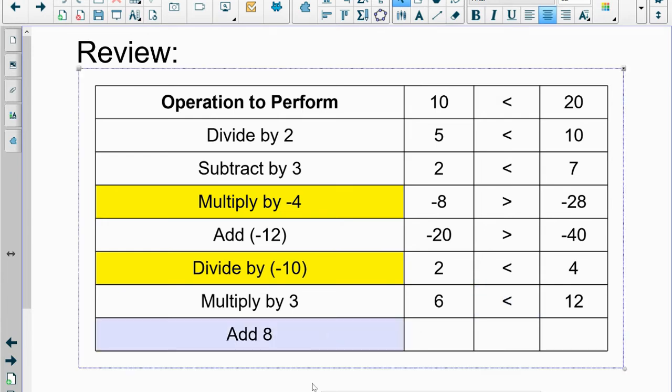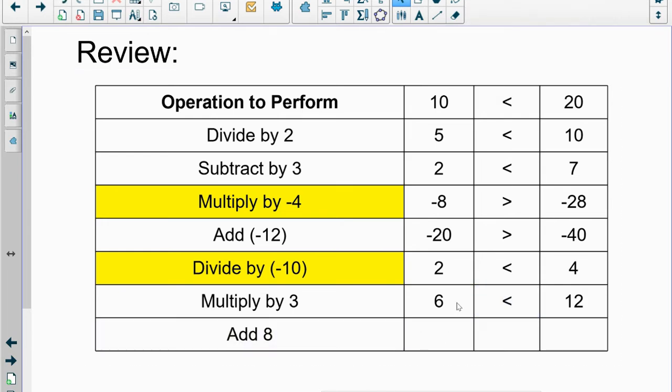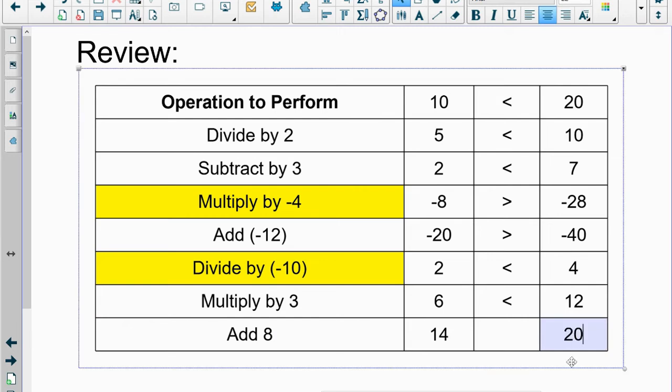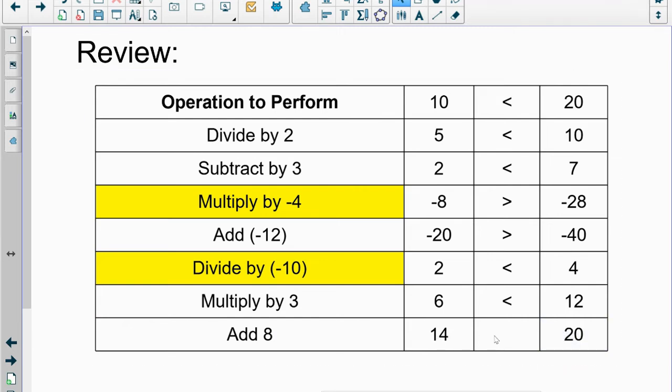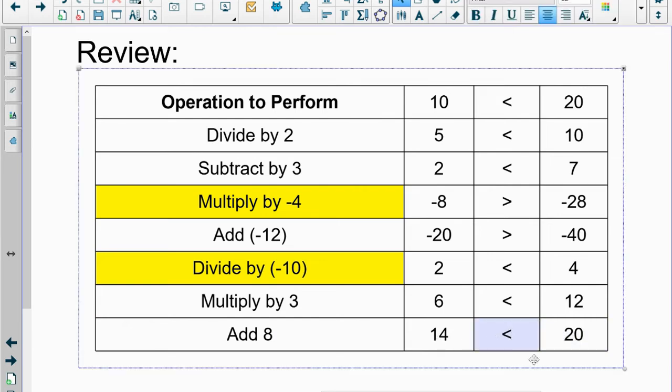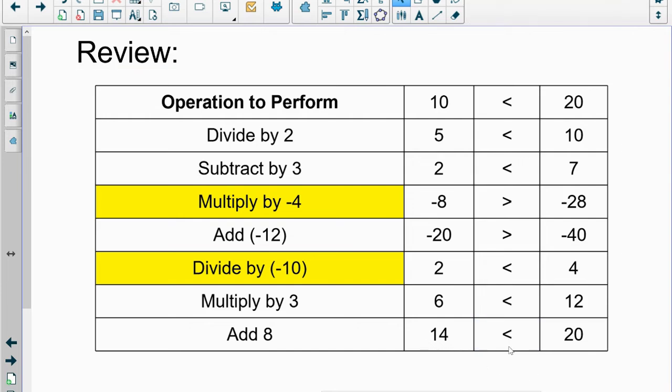Last, we need to add 8 to both sides of the inequality. So 6 plus 8 is 14, and 12 plus 8 is 20. Comparing those two numbers, 14 is smaller, so we would read from left to right: 14 is less than 20, and the inequality symbol stayed the same.